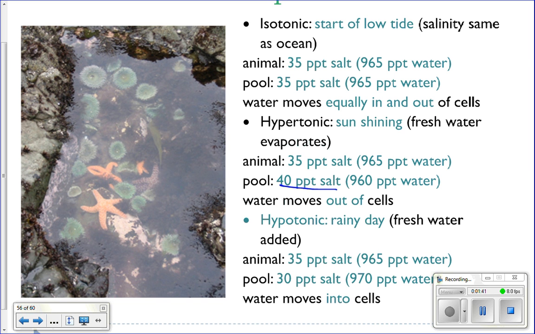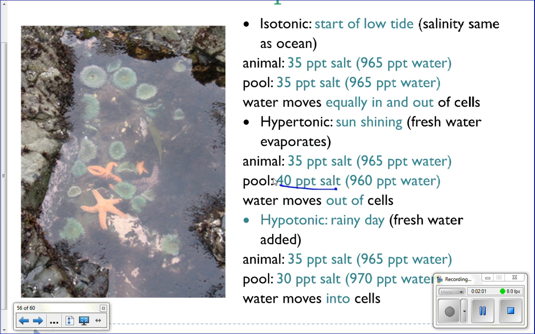That now means that there's more salt outside of the animal than inside, and the water is going to tend to leave the animal cells to try and dilute the salt that's in the tide pool, and so the animal will tend to become dehydrated when you have a sunny day and the water leaves the tide pools.